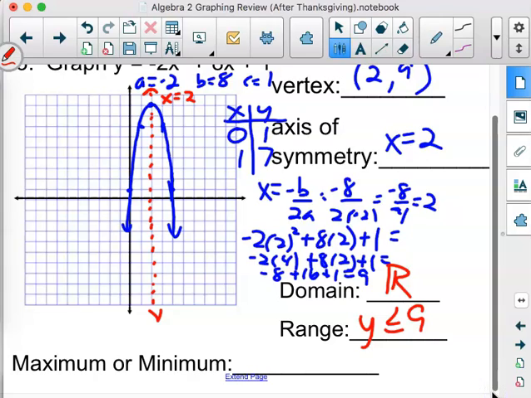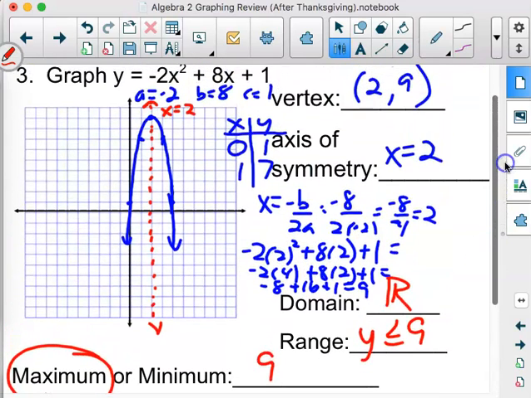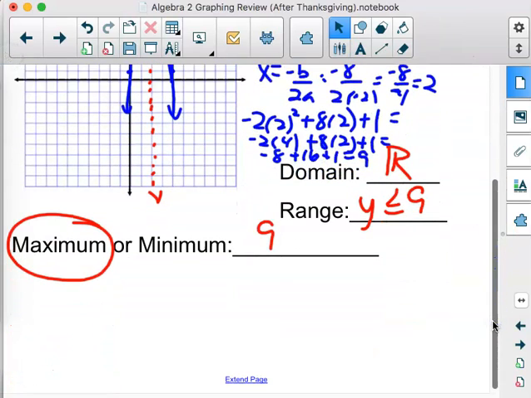All right, everybody, does this graph, my blue graph, have a minimum or a maximum? Maximum. It does. And what is that highest point? 9. Yeah, we care about the y because we're talking about the highest point. Again, I wouldn't count it wrong if you gave me the ordered pair. Our vertex was 2, 9. So if you gave me that, I'd count it right. But really, it's about the y's. What's the highest or lowest y value that we could possibly have?